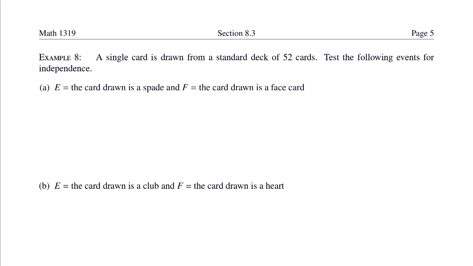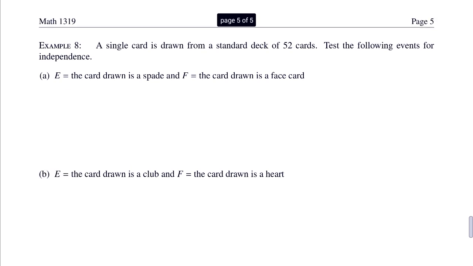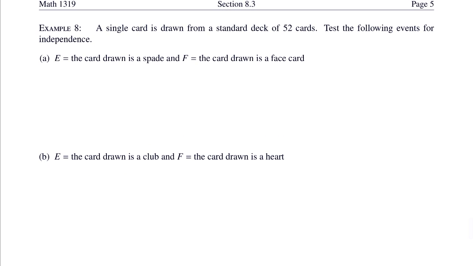Example 8, Part A. Determine if being a spade and being a face card are independent or dependent. So the probability of E, the probability of getting a spade, is 1 out of 4. There are 4 suits. Each suit is equally likely, so it's 1 out of 4. You could also put 13 out of 52. Face card: there are 12 face cards in the deck out of 52.